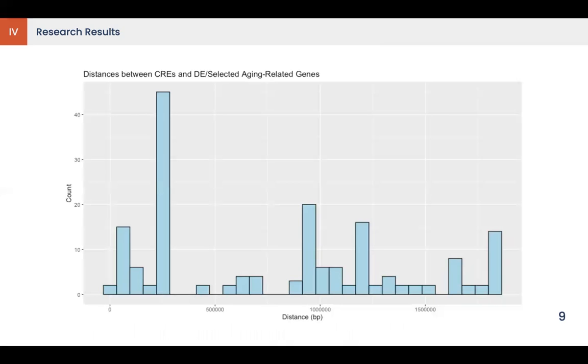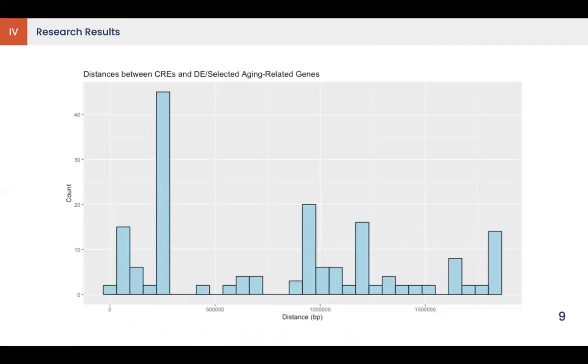And this figure shows the distance between those aging genes and their CREs. This is calculated using data from the UCSC genome browser. And the reason there's more than 6 counts is because each CRE and each gene have more than one region that it spans.